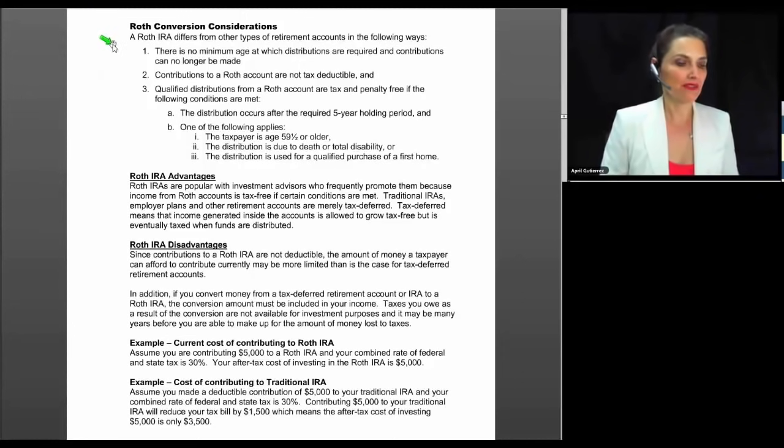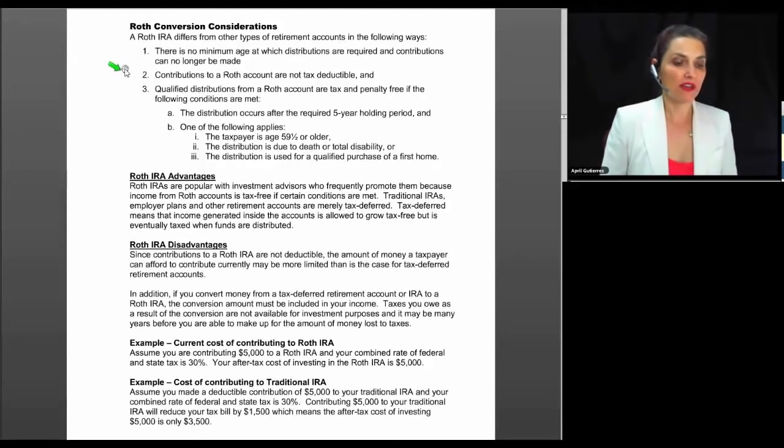So a Roth IRA differs from other types of retirement account in the following ways. There's no minimum age at which distributions are required, and contributions can no longer be made. So with a traditional IRA, once you reach age 70.5, you have to start taking those required minimum distributions. With the Roth account, that doesn't apply, so you could hold off until you're 80 if you like.